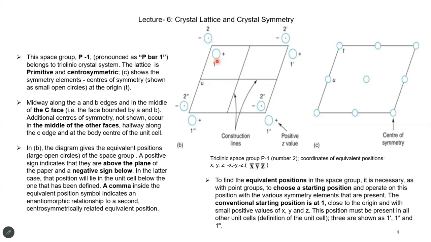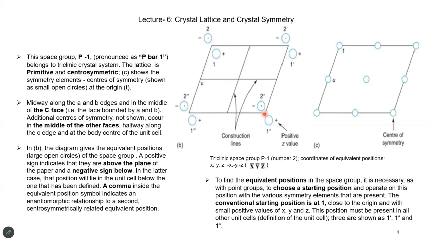And we will see that equivalent position. We start with this one, close to the origin, with all small values of x, y, z. What I said already is that the position must be present in the other unit cell also. Do remember that we do not have only one unit cell.